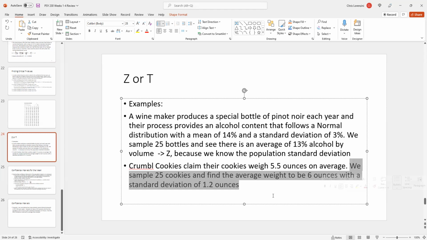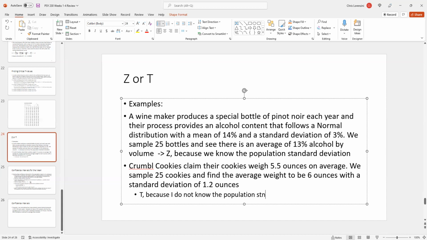So we collected a sample of 25 cookies. We found that the average weight of those cookies was actually 6 ounces, and the standard deviation was 1.2 ounces. These are all related to the sample. So the only information I have here is the sample standard deviation. So I want to use T because I do not know the population standard deviation. The only thing I know is the population mean. That's what we have there.